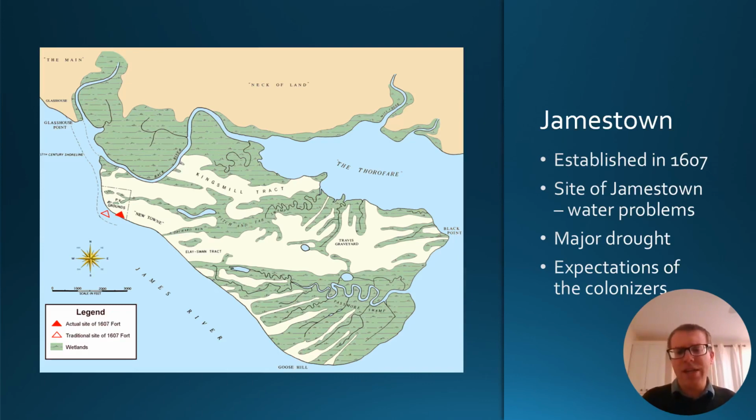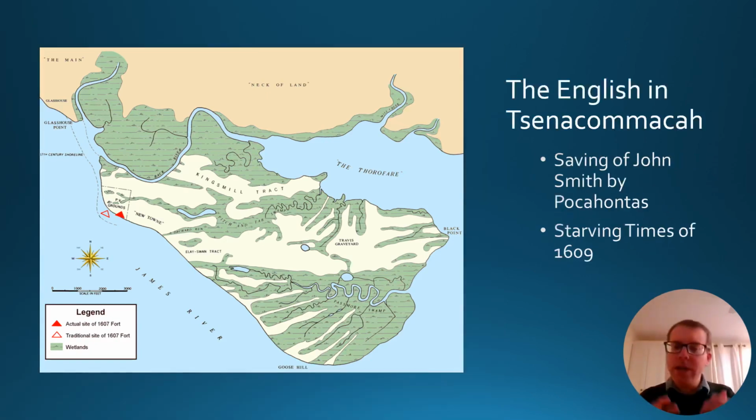And so there weren't a lot of people who actually understood the difficulty in setting up a colony here. And so the initial site of Jamestown actually had a lot of issues and a lot of problems for the population. And one of the most prominent colonists of this initial settlement of Jamestown was John Smith.